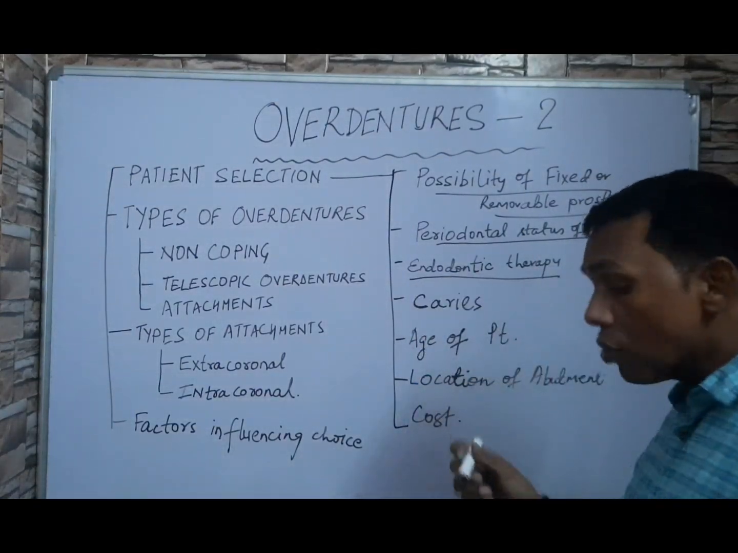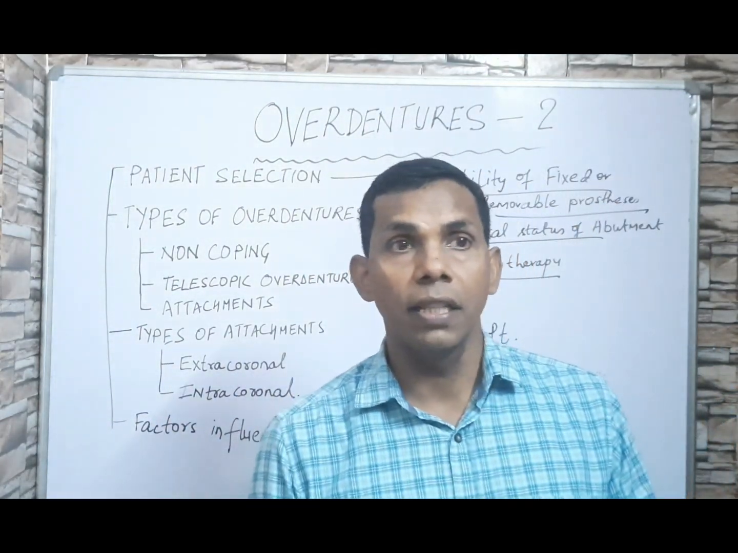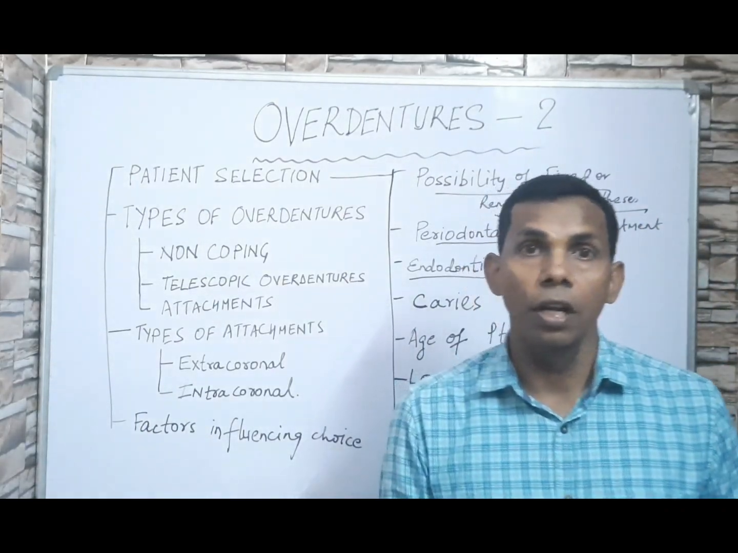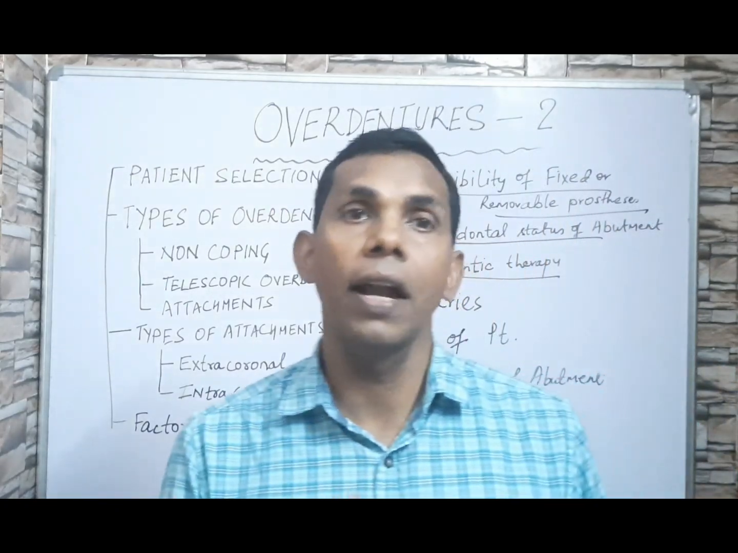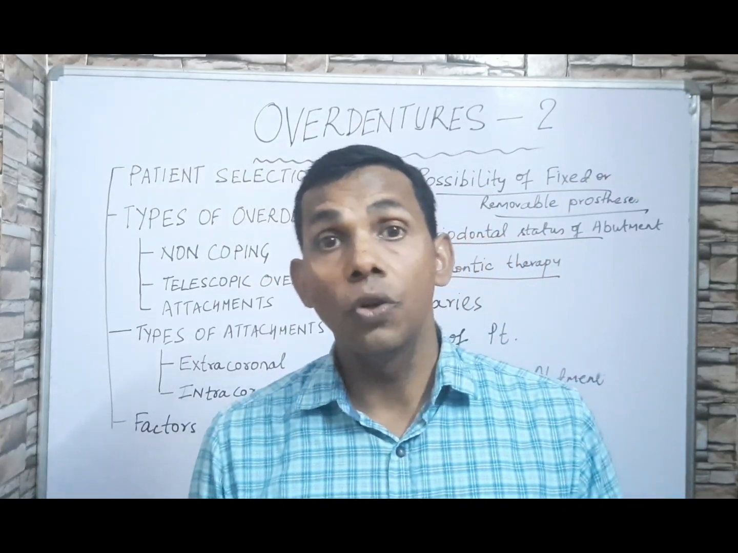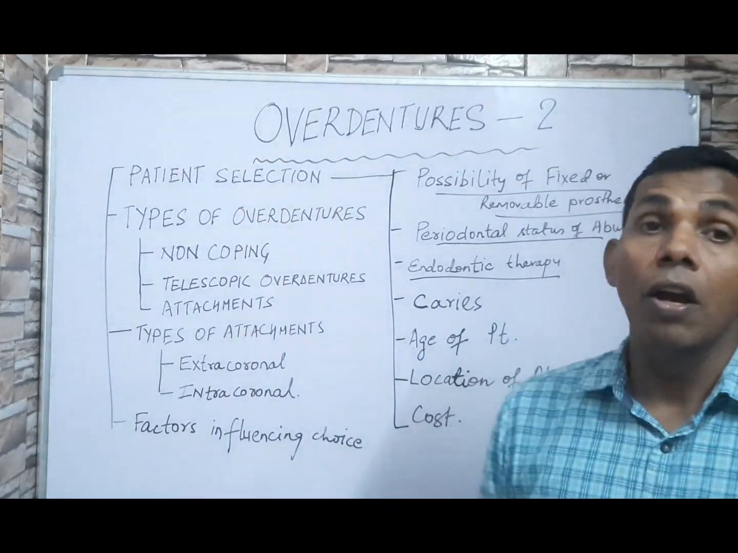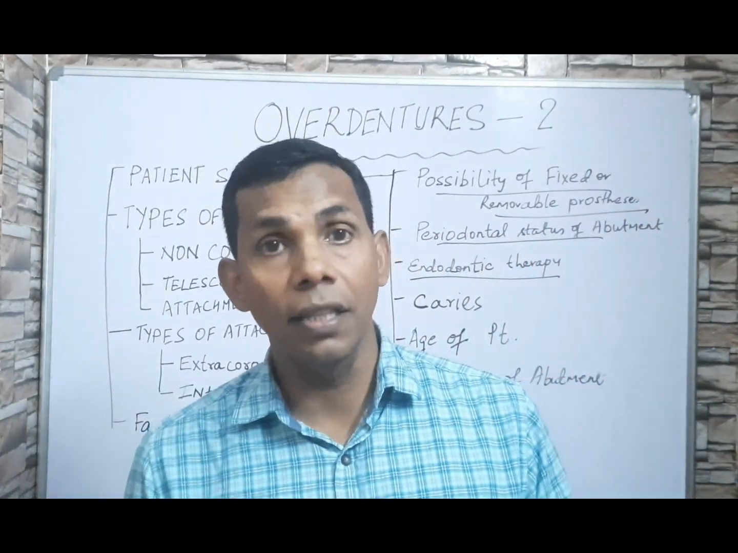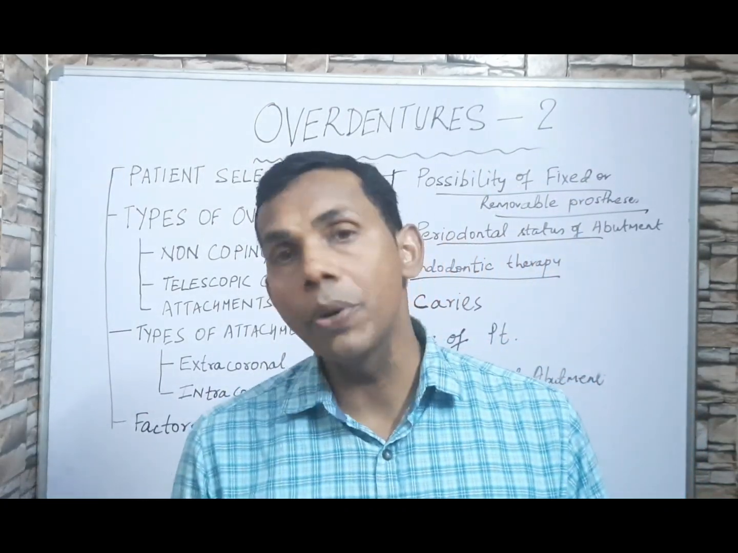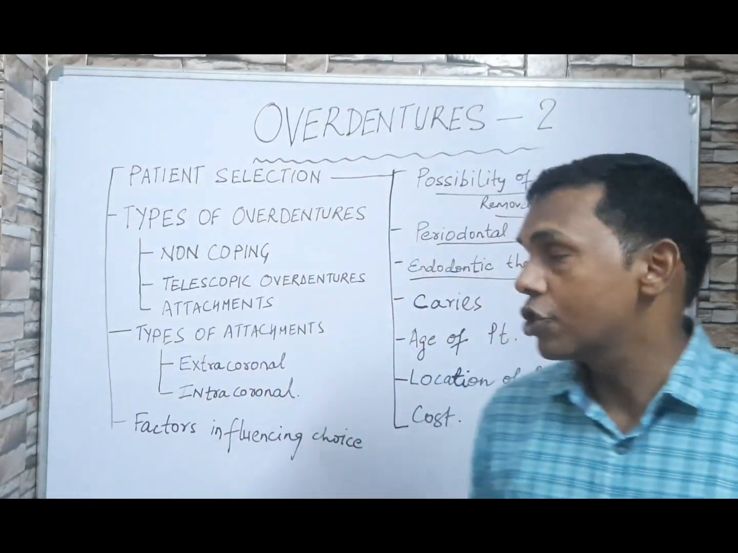Third, which you see most of the time, is the endodontic therapy. Most of the time there are few remaining teeth, and in order to give an overdenture, you require space. You require adequate interarch space. So in order to provide adequate interarch space, you will be required to do the endodontic treatment of the teeth. Sometimes because of caries, the teeth are so damaged that you have to do endodontic treatment. So first you do endodontic treatment and then you proceed with your further treatment of overdentures.